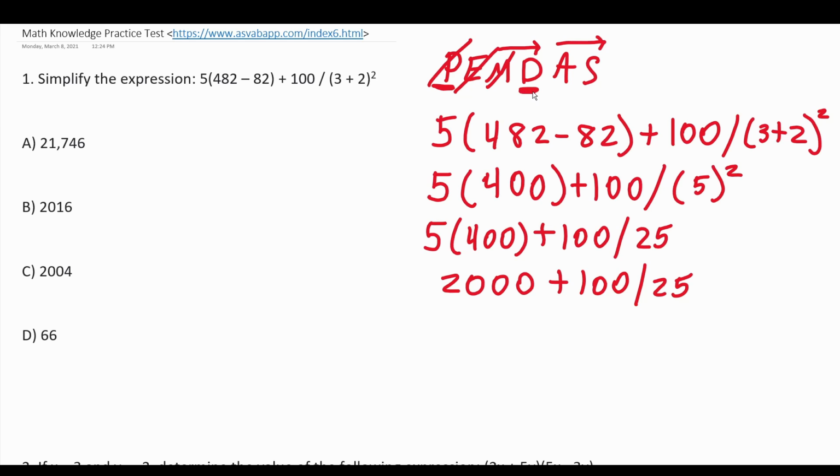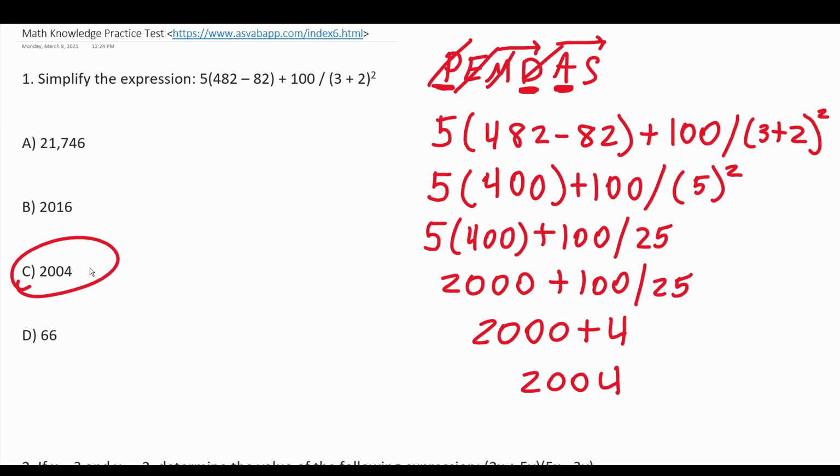Of course, division comes before addition, so we're going to work out this division first. This becomes 2,000 plus 100 divided by 25 is 4. And now we just have addition left, so we'll go ahead and do that. 2,000 plus 4 is 2,004, which is answer choice C.